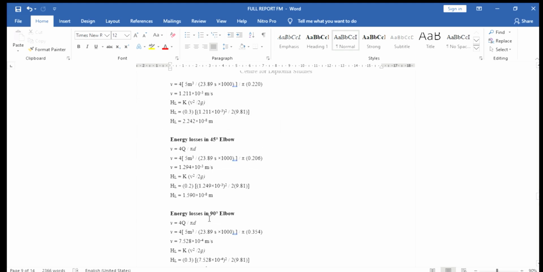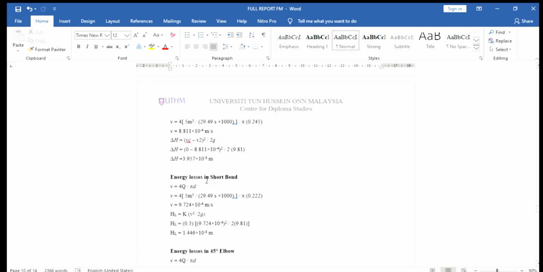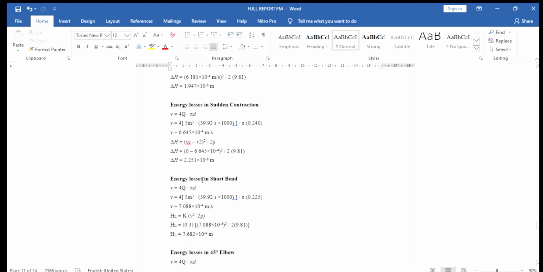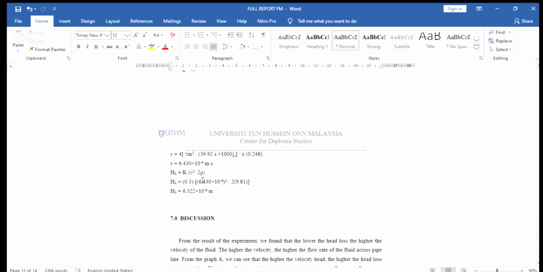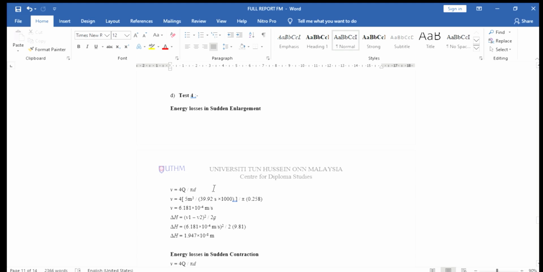And next for test 3, the time taken used in energy losses in sudden enlargement is 29.49 seconds. So the formula is the same to calculate head loss. For test 4 we use 39.92 seconds as the time taken. Then we calculate it all.